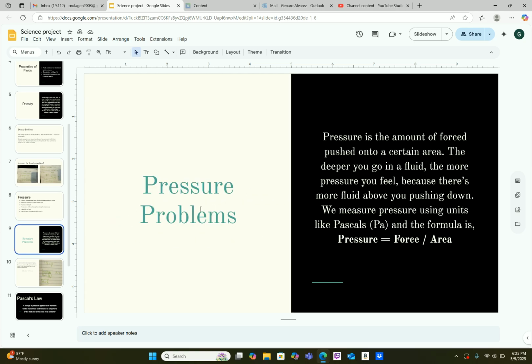And right here, we're going to do some problems. So it's going to be pressure problems. Pressure is the amount of force pushed into a certain area. The deeper you go into the fluid, the more pressure you feel, because there's more fluid above you pushing down. We're measuring pressure using units like Pascals, Pa, and the formula is pressure equals force over area, which is an important equation, like I said, that you guys need to know.